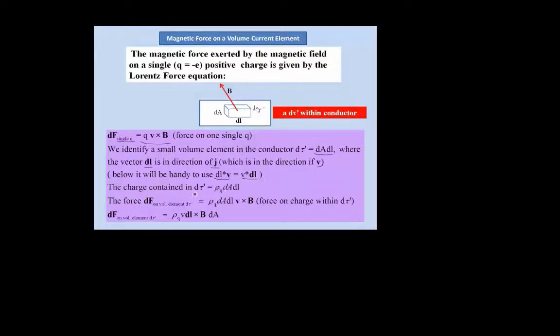So what's the charge contained in this volume element? Well, it's equal to the volume charge density times the volume. And that's the volume of this little element here. So the force on that volume element, which we call d tau prime, is again the Lorentz force. This is the total charge in that volume element, and this is its velocity, and we cross that into B. So that's like the single charge equation, except now Q is replaced by the charge within the volume. So this is the force on the charge within the volume element.